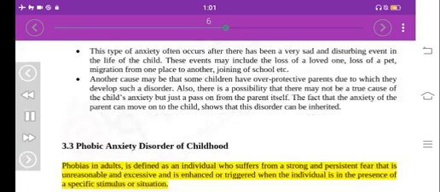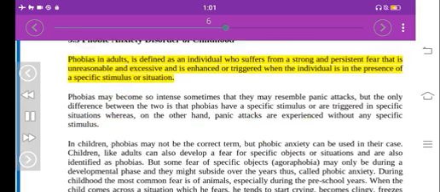3.3 Phobic anxiety disorder of childhood. Phobia in adults is defined as an individual who suffers from a strong and persistent fear that is unreasonable and excessive and is enhanced or triggered when the individual is in the presence of a specific stimulus or situation.